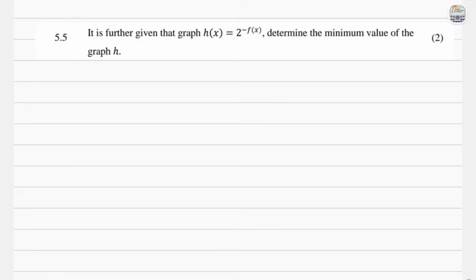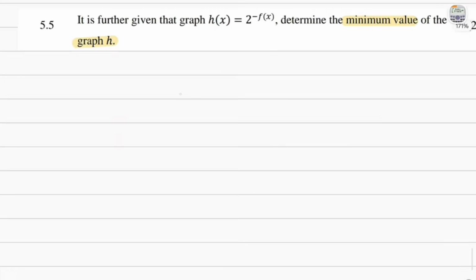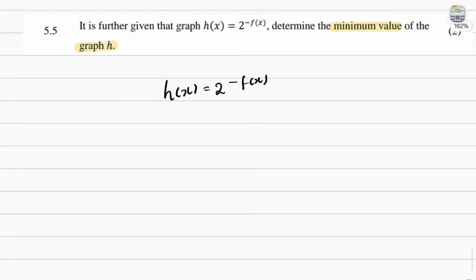Question 5.5 says, it is further given that the graph of h of x is equal to 2 raised to the power of negative f of x. Determine the minimum value of the graph of h. Now, in this question, you need to be careful not to see minimum value and then jump to the conclusion that, oh, we just need to find the minimum value of f. No, okay? You need to look at the nature of the expression you have.